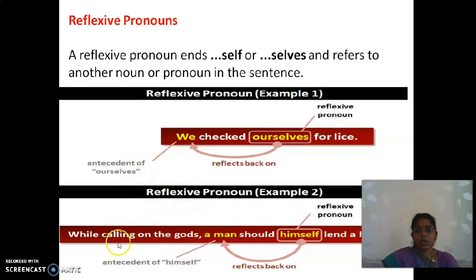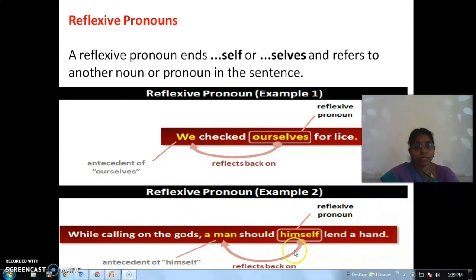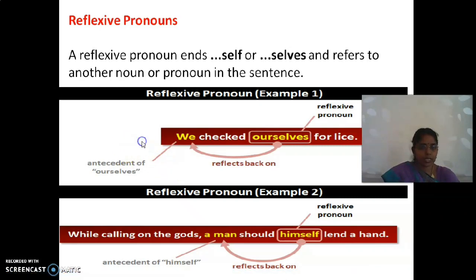Next is: while calling on the gods, a man should himself lend a hand. A man and himself. It reflects back to the man only. It is a reflexive pronoun, right? Can you understand what a reflexive pronoun is? Ourselves, yourselves, himself, all in the tabular column, all ending with self and selves, come under reflexive pronouns. Shall we move to the next?